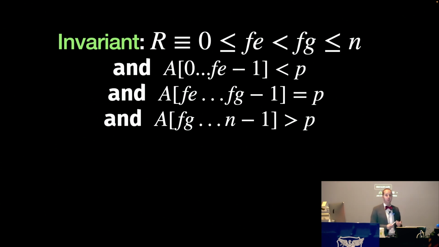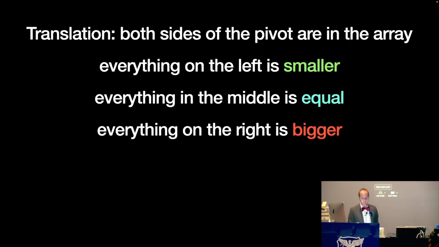For a given pivot value P, we then want to be assured that all the values in the smaller half are in fact smaller, so that's everything between 0 and FE minus 1, that everything in the middle, that is between FE and FG, are equal to the pivot, and everything to the right of the pivot is bigger. This is just the same thing we were doing, only more formal notation for talking about it. So the translation is both sides on either side of the pivot, you're still in the array. Everything on the left is smaller, everything in the middle is equal, everything on the right is larger.